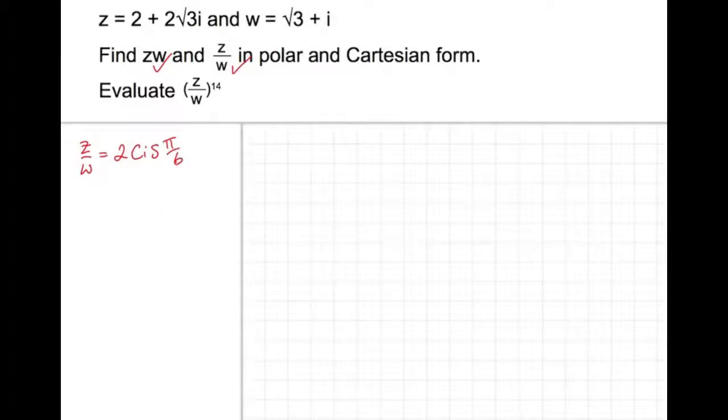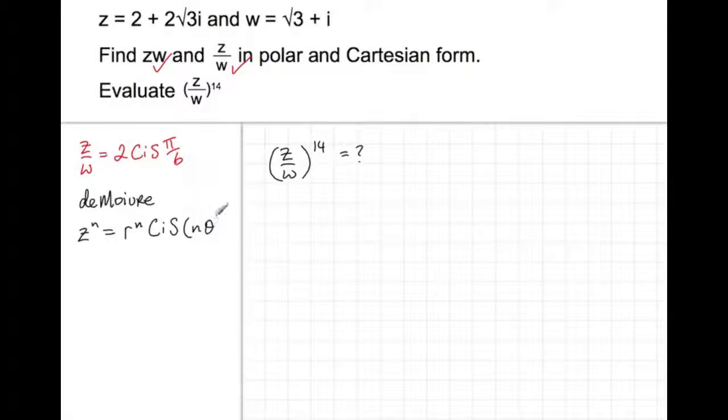Okay, the last part of the question. We know that z divided by w is 2 CIS pi over 6, and we want to evaluate this to the power of 14. How do we do this? Well, this is an application of de Moivre's theorem. His theorem says that z to the power of n in polar form is r to the power of n times CIS n times the argument.